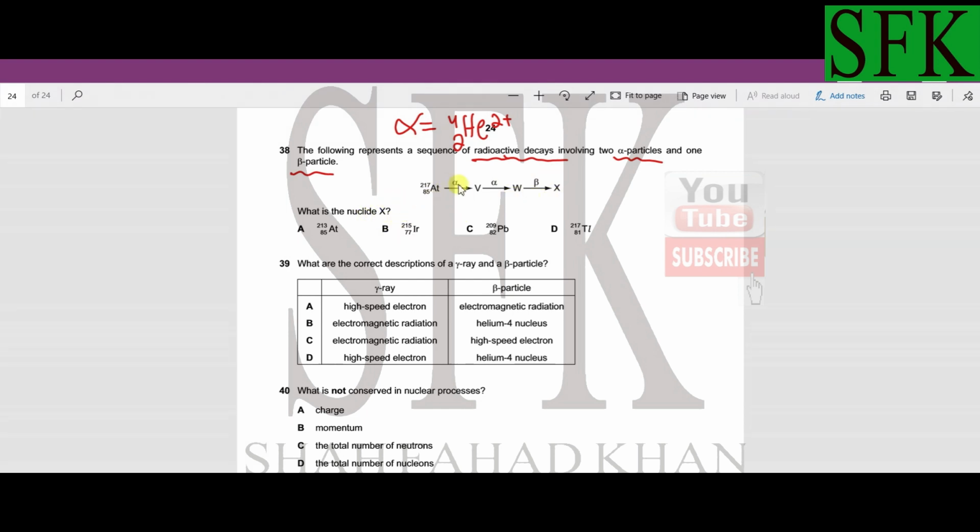Now if this astatine, from where you started off, 217 and 85, from here we get this X, and we got 2 alpha particles, helium 4 twice, and 1 beta particle. So let's calculate the resultant. 2 times 4 is 8. This means this 217 will decrease by 8. Decrease by 8 would mean it becomes 209.